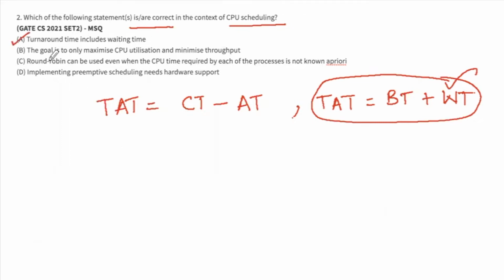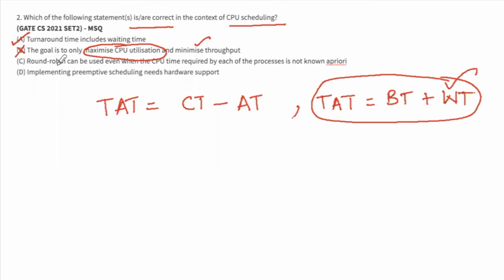Then we move on to option B. The goal is only to maximize CPU utilization and minimize the throughput. So for CPU scheduling, is it minimizing the throughput or maximizing the throughput? Here the CPU utilization is maximization. This one is right. But do we minimize the throughput? If the CPU is utilized highly, the throughput is also increased, right? It should not be minimized. So option B is not the right option.